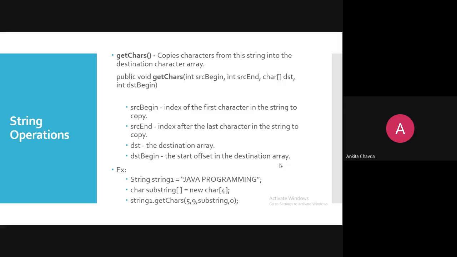Now, say suppose you are having string 1 is equals to Java programming. This is what I have taken. Now I have created one character substring array. This is nothing but character array. Whenever you are creating any array, you need to create in this syntax only: that character, any name, then square braces is equals to new, then again character, this one data type, and then the size.